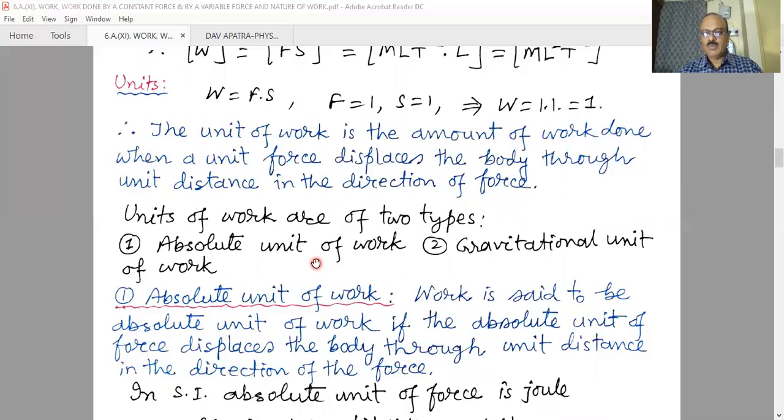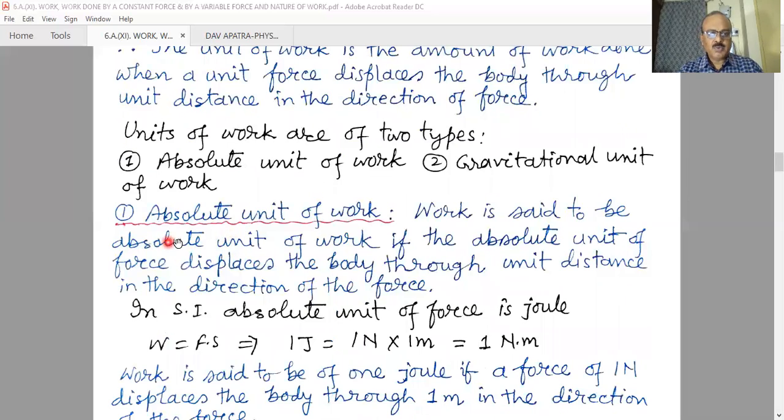One is a type of unit of force, the absolute unit of force, and another is the gravitational unit of force. When we use the absolute unit of force, the unit of work will be the absolute unit of work. And when we consider the gravitational unit of force, at that time we will get a gravitational unit of work also. Now, first of all, what is the absolute unit of work?